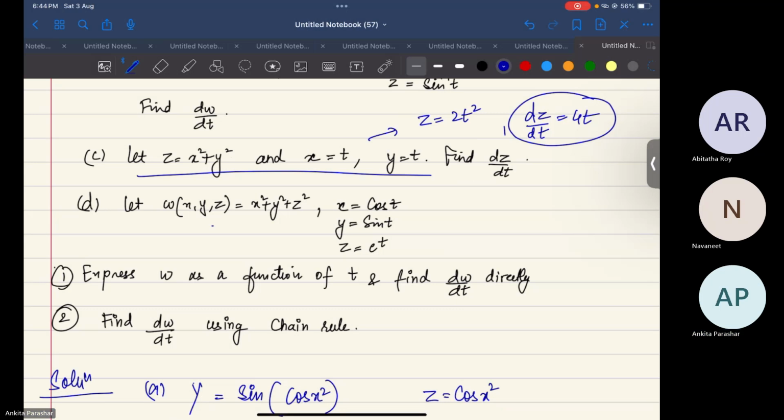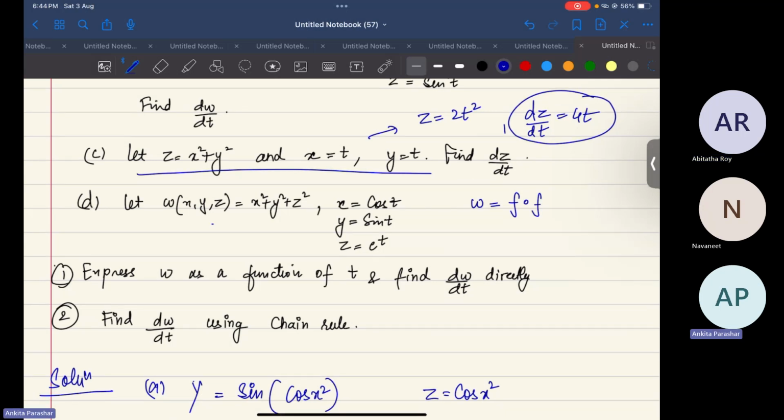So your function, let's say w is nothing but f composed with g, where g at x. I have to be careful here. Let me write. One, direct substitution would be even easier.